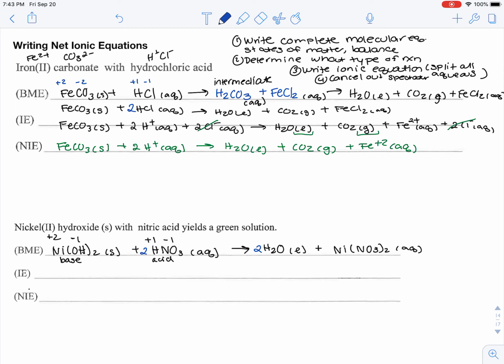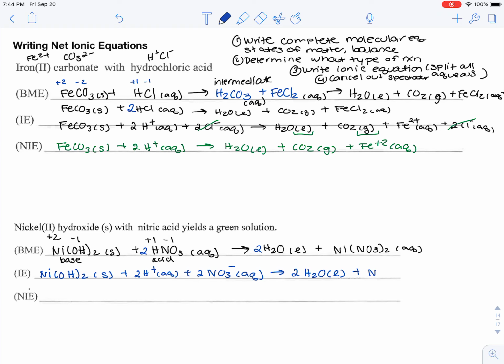Nickel 2 hydroxide is a solid that stays together. Nitric acid is a strong acid. Note that if this was a weak acid, it would stay as a molecule in the ionic equation because it only partially dissociates, and we have to represent that. Here, this is a strong acid. It 100% dissociates. So 2 hydrogen ions plus 2 nitrates makes water, stays together. That is our molecule that's not split up into ions.